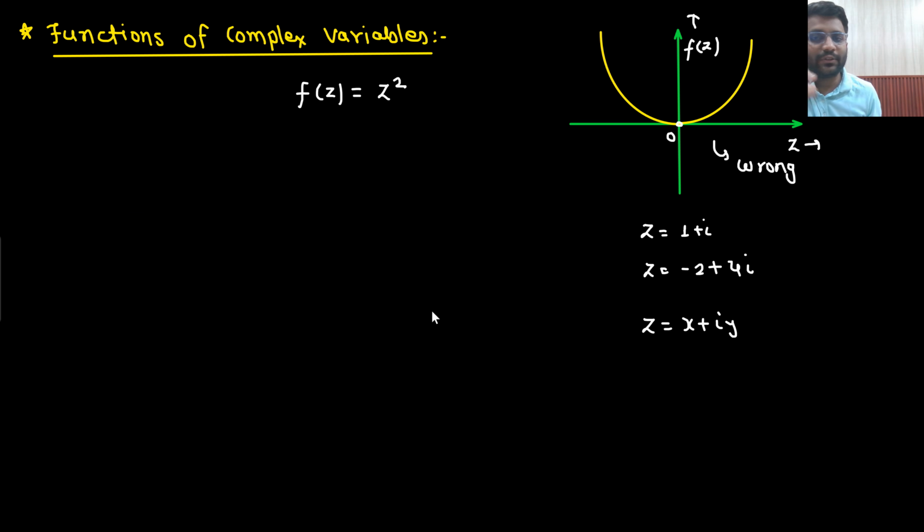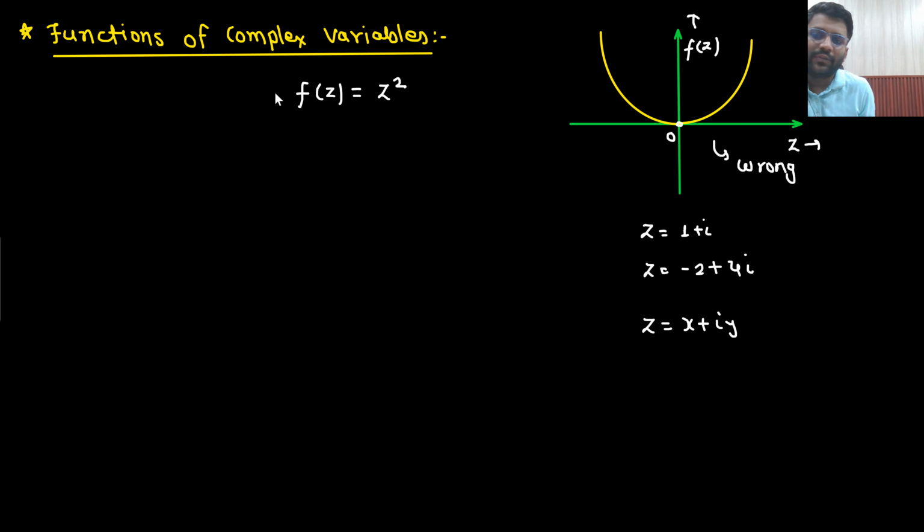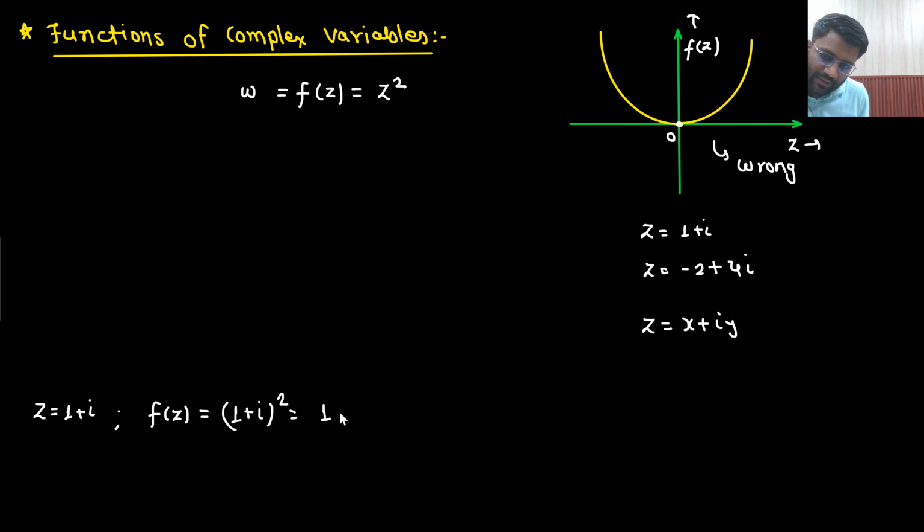And the same goes with f of z as well. Here f of x was plotted with y. So here f of z, I will denote as omega. Okay, the same goes with f of z as well. What I mean to say is that at z equals 1 plus iota, what is the value of f of z? The value of f of z will be nothing but 1 plus iota whole square. So that would be a square plus b square, which is minus 1, plus 2ab. So the value is coming out to be 2 iota.